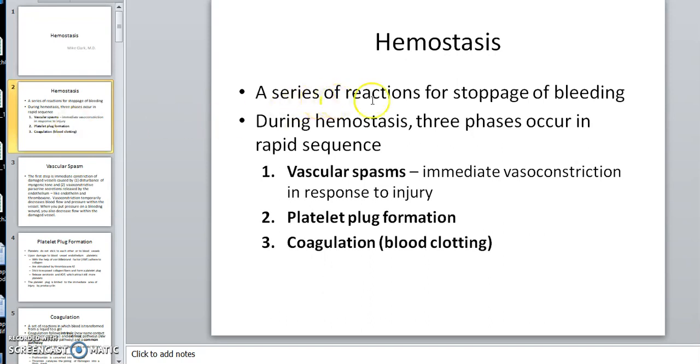Hemostasis is a series of reactions that stops bleeding. Okay? There are three events that occur in hemostasis. The first event to start is vascular spasm, where you have immediate vasoconstriction. The second is platelet plug formation, which we discussed in the platelet section. And then coagulation, which we call blood clotting. Note that a lot of people would think that clotting is the only thing that stops you from bleeding. It is not. It's one aspect of it.